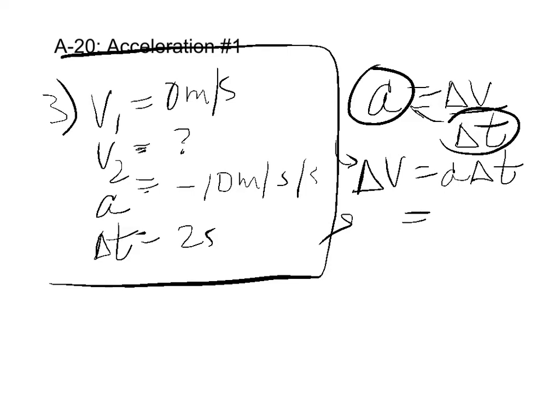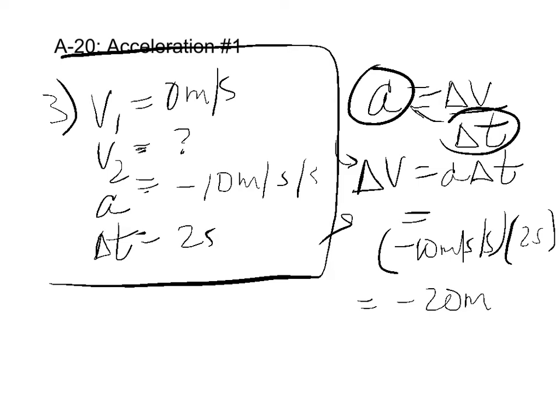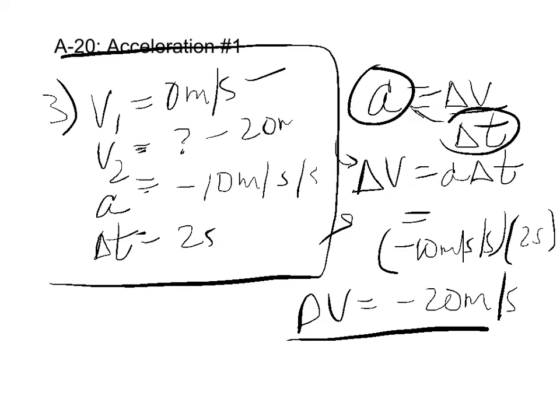So acceleration is minus 10 meters per second per second. Put that in there. t is 2 seconds. And we get a final answer that my change in velocity is minus 20 meters per second. So the story is that if I started with 0 meters per second, and I change it by minus 20 meters per second, my final velocity has got to be minus 20 meters per second. Okay, so anyway, that's an indication of how much work you should be showing on your homework. So we'll go through this one and a couple more.